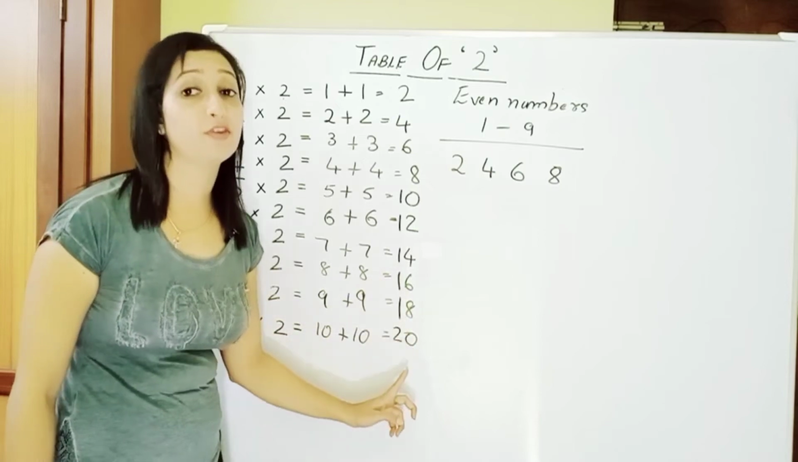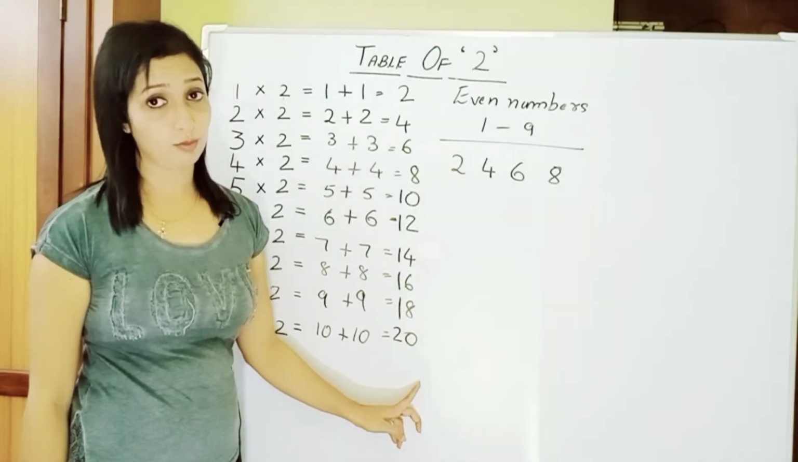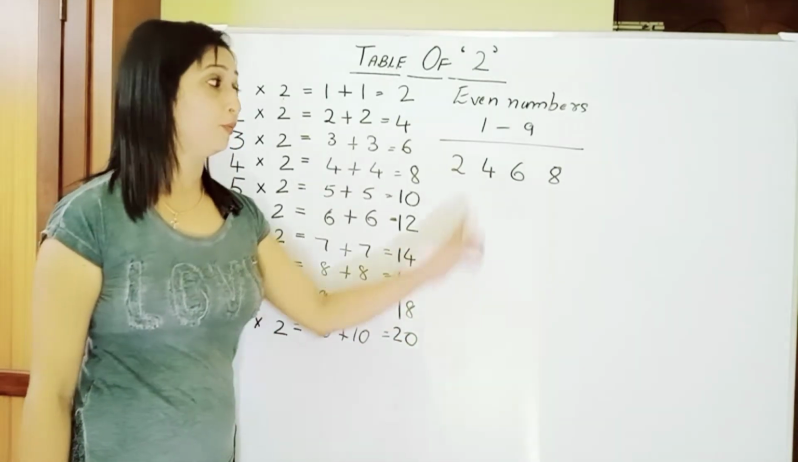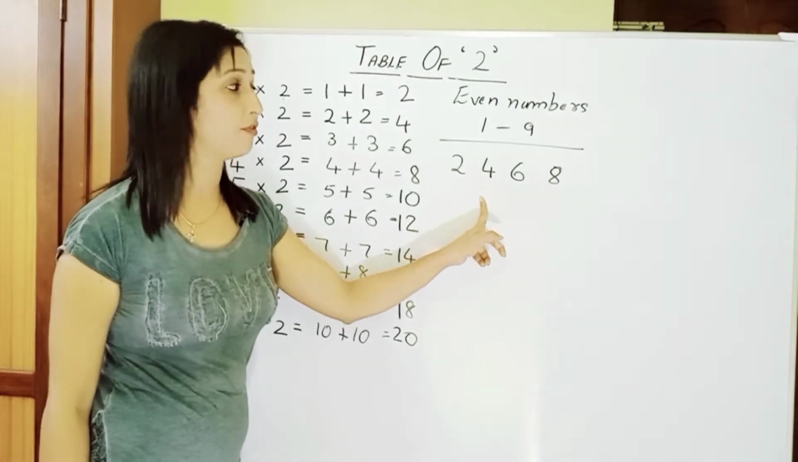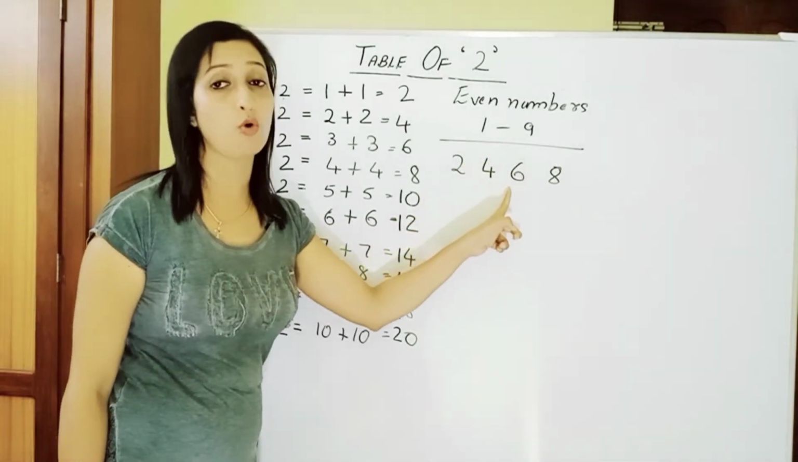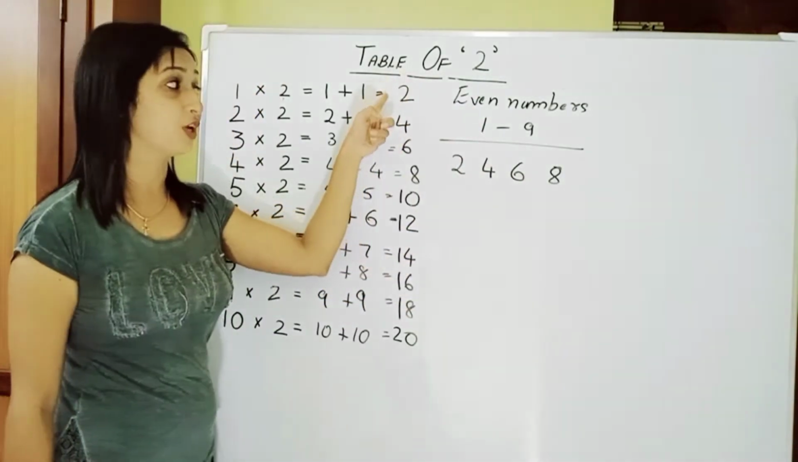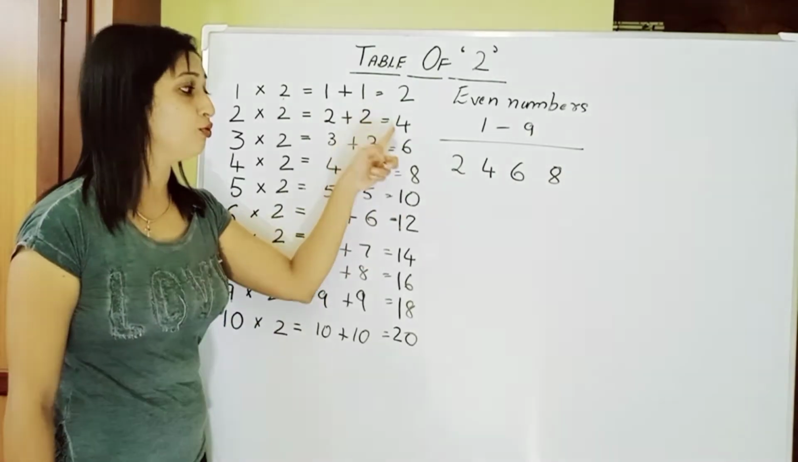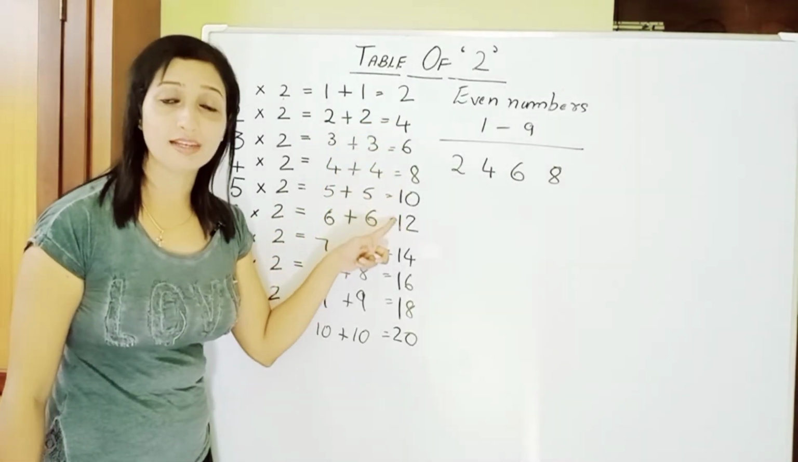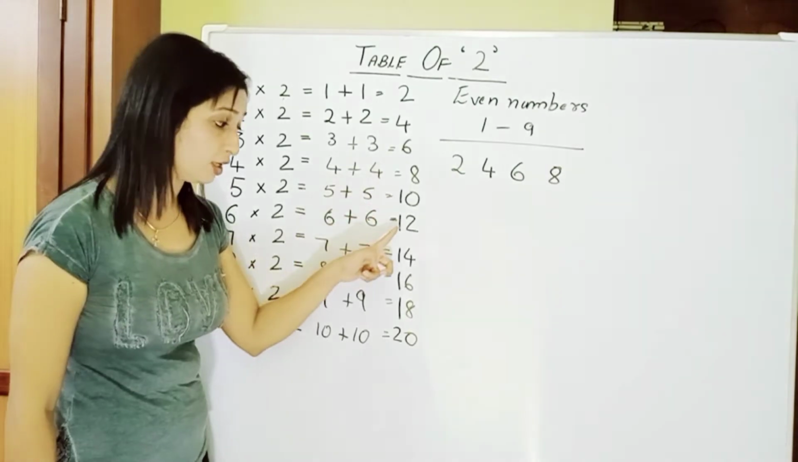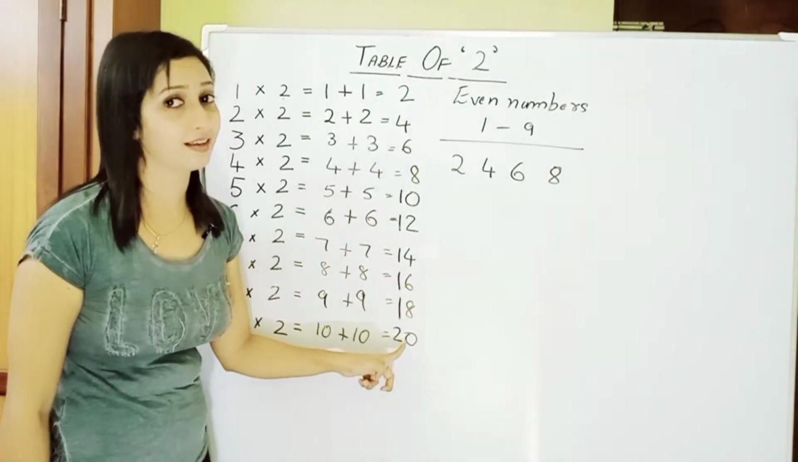So this is another easy method to find out the table of 2. How is that? We wrote all the even numbers from 1 to 9, which is 2, 4, 6, 8. I just straight away wrote these numbers 2, 4, 6, 8. Then I wrote a 0. Again I wrote 2, 4, 6, 8 again.